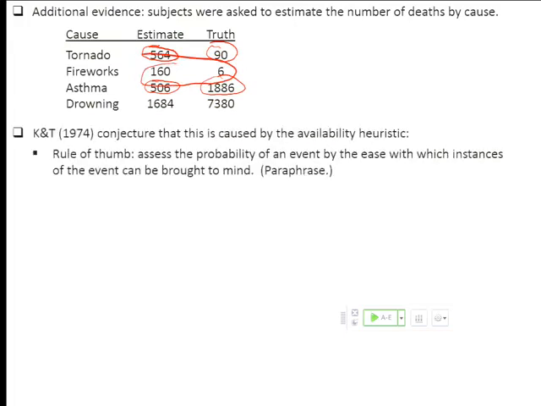Kahneman and Tversky, who I think you're supposed to read, it's a short paper, conjectured this is caused by what they call the availability heuristic. Now, if you're like me, you read this and think, how exactly is this availability heuristic different from representativeness? To psychologists, there are fine distinctions that really matter. When I look at this carefully, I think it actually does matter, given the quasi-Bayesian approach we're taking.